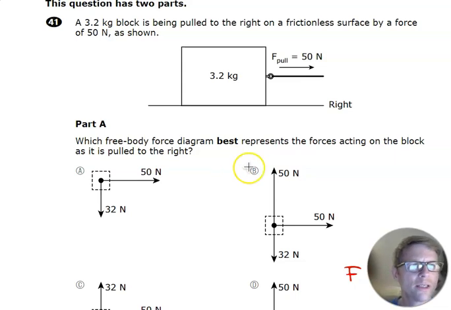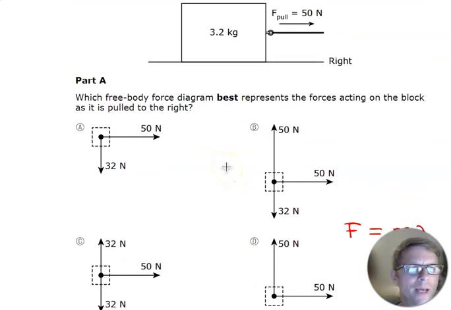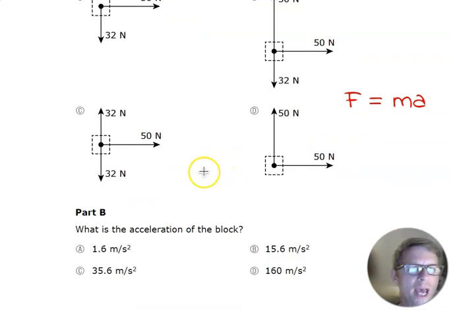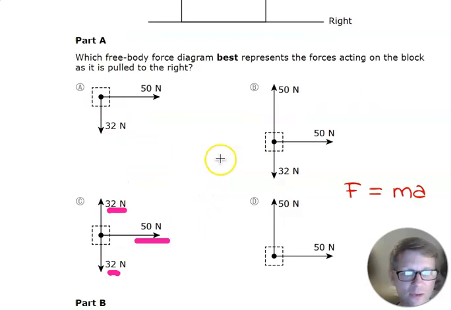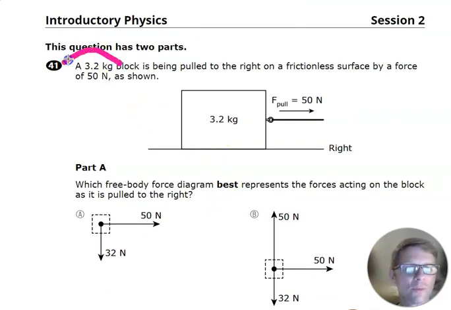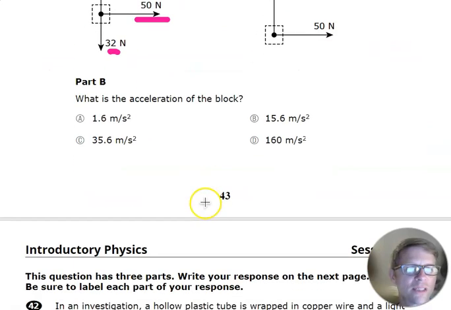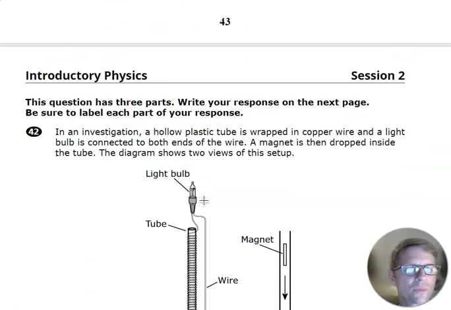Number 41, the best illustration of this would have these 2 balancing because it's on a surface, and then this force making it accelerate to the right. And the acceleration is based on the net force, which is 50 newtons, because these 2 cancel out, divided by the mass of 3.2. So you're going to do 50 divided by 3.2.